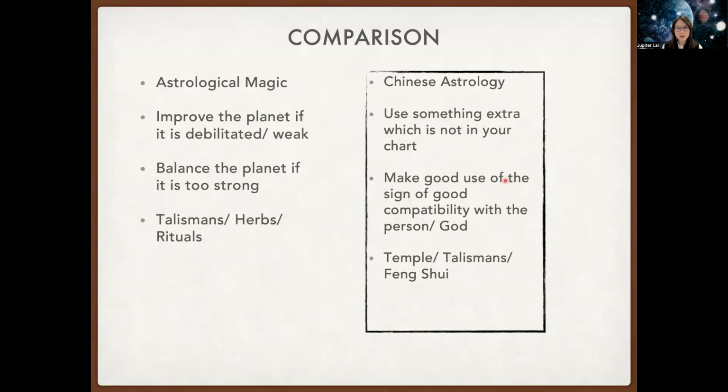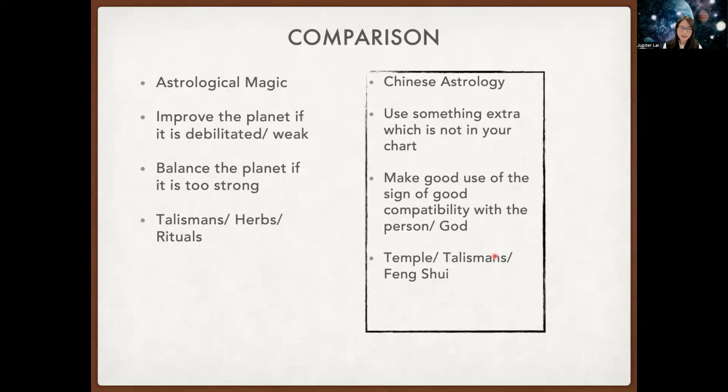But in Chinese astrology, it is a little bit easier, more simple, because you don't need to elect the time or to make a particular talisman. You just need to use the animal which has good compatibility with your own. So even though you don't have that element in your birth chart, you can still use something out there to make good use of that animal so it can bring you good luck. Or you go to the temple to do rituals, or use feng shui, which is about your environment. That is how Chinese astrology does the remedies.